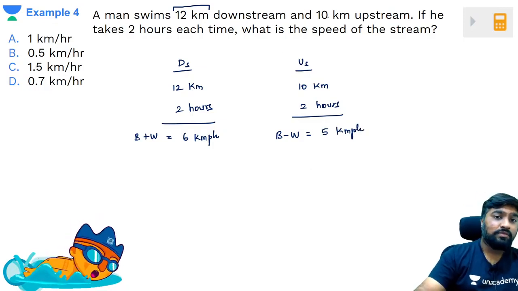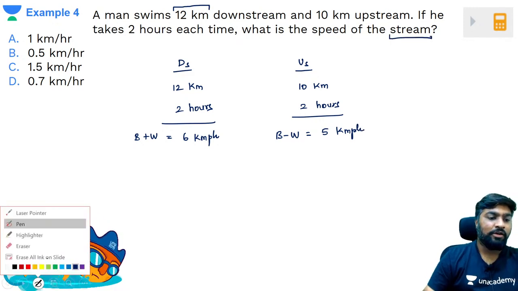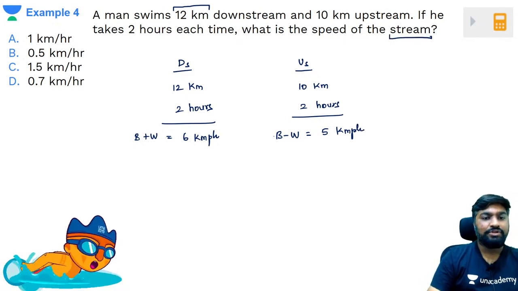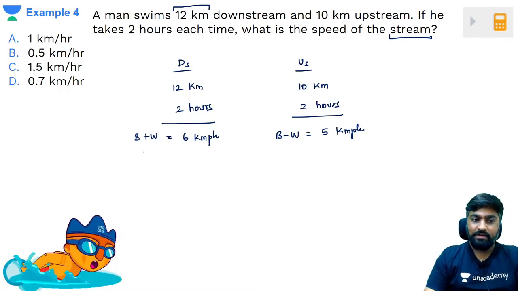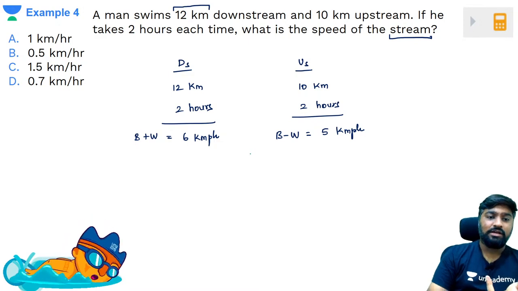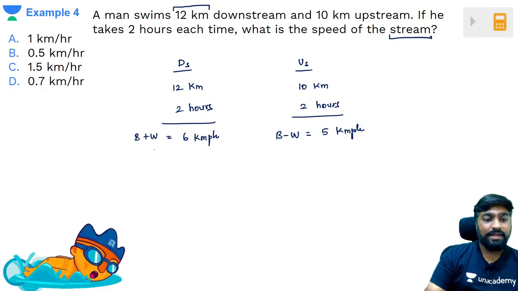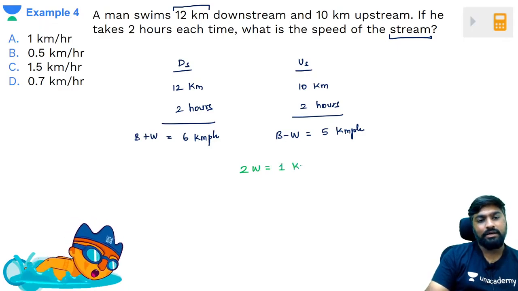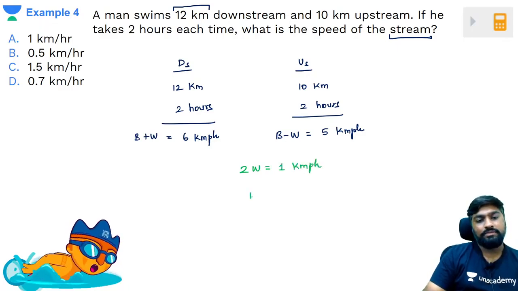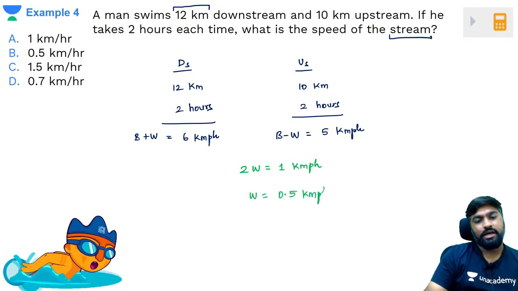From this, what is asked? What is the speed of the stream? So we need to find the value of w. All we have to do is subtract. If I add this, I'll get the speed of the boat. So I could either get the speed of the boat first and then find out the speed of the water, but why do that? Directly subtract these two. So what will happen? b plus w minus (b minus w) will give us 2 times w is 1 kilometer per hour, or speed of the water is 0.5 kilometers per hour.